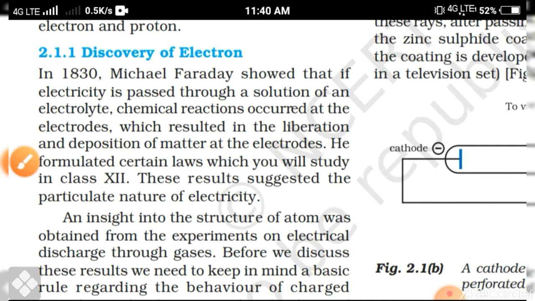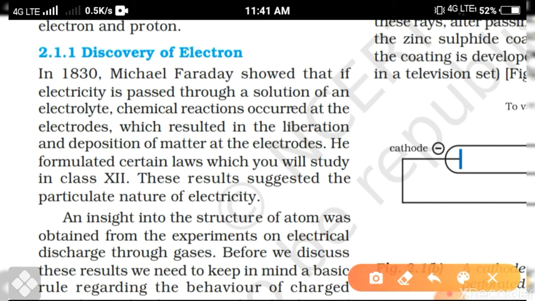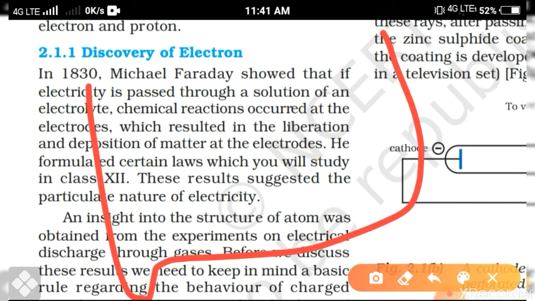So chemical reaction occurs at the electrodes. You know about it now. There are two electrodes in a cell. You have to say these are in a cell, like the Daniell cell or an electrochemical cell. They have two electrodes.